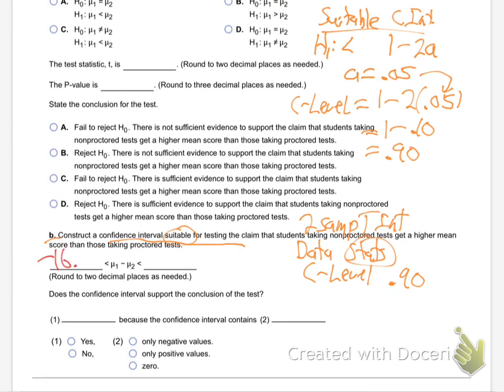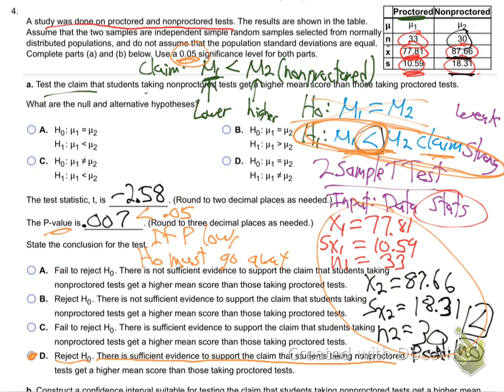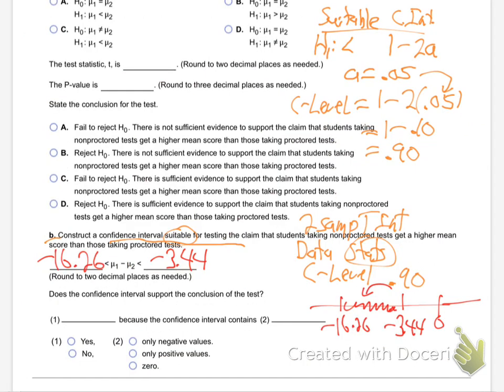negative 16.26 to negative 3.44. So notice that's all negative, right? If here was 0, that's negative 16.26 and negative 3.44. We're 90% sure the true difference is in that zone, right, which is the testing. So we're 90% sure that the difference between the people that had a proctor and didn't is somewhere in this negative zone. In other words, 0 is not included.